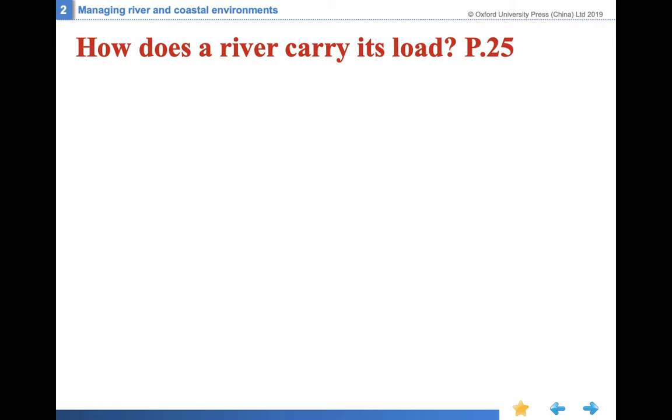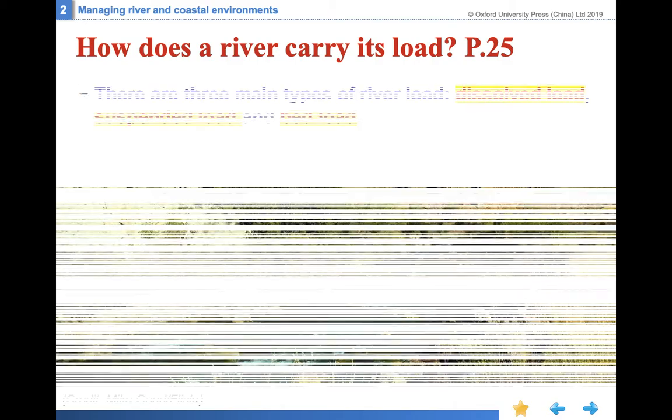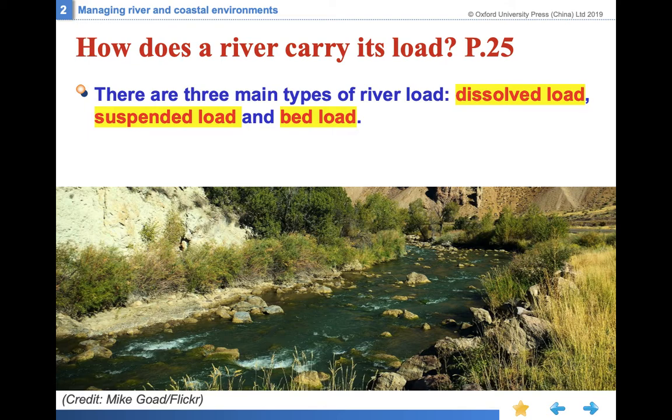Okay, so after knowing about the factors affecting the rate of fluvial erosion, now we will learn how the river carries its load down from the upper course to the lower course. Talking about the loads, there are three types of river loads. First is the dissolved load, 溶解質. Next is the suspended load, 懸疑質. And last is the bed load, 推移質.